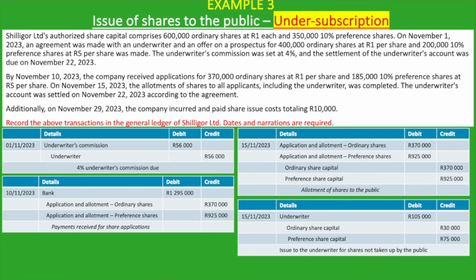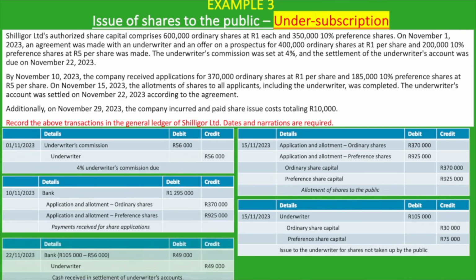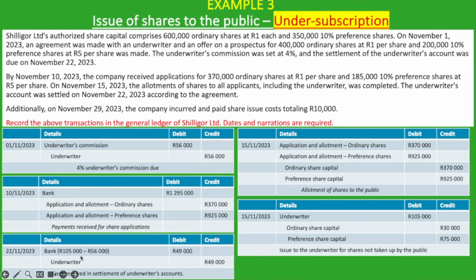So the underwriter owes us the difference between 105,000 rand and 56,000 rand. So we're going to debit bank because the underwriter is paying us in this instance, and then credit underwriter. This is how it's going to look. On the 22nd of November, we debit bank with 49,000 rand, which is the 105,000 rand minus the 56,000 rand, and then we credit underwriter. The narration there is cash received in settlement of underwriter's account.